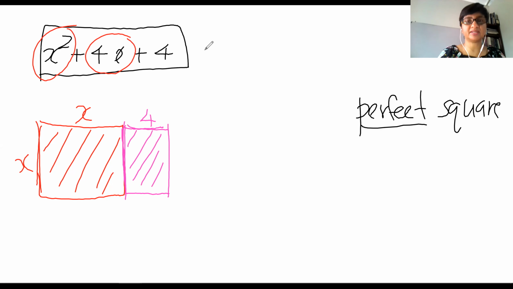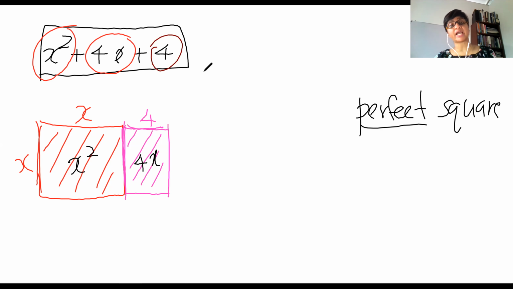Let me write that inside each of it. This is the x square. That represents the x square term. This represents the 4x term, right? Now the term 4, the last one. So I'm drawing a diagram to represent this expression, okay? It's just 4. I can think of it as 4 times 1, isn't it? 4 times 1.